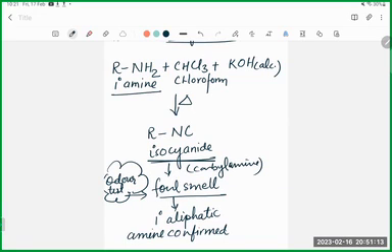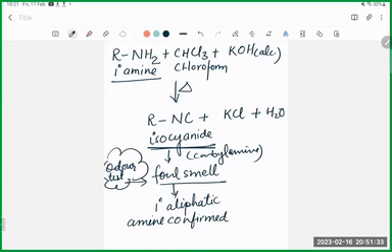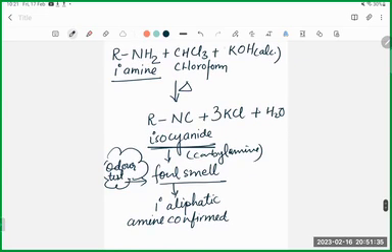So this has the foul smell. That smell is very unpleasant, and with this we can test, we can confirm. Byproducts are potassium chloride, KCl, and H2O goes out. That's it. Let us balance the reaction. So 3 Cl over here, 3 KCl needed, 3 KOH will put, H2O 3 needed, done. Right?